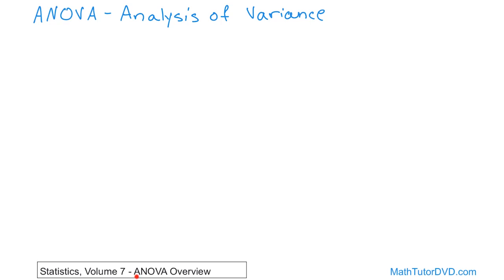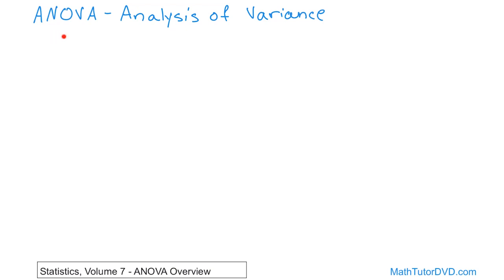What we're going to do now is start talking about the concept of ANOVA. This is a topic that is in the back of your statistics book. It's not difficult to understand, but there's a lot of components to it. So I want to give you a game plan here in the first lesson and give you an overview of what this really is. So I'm going to map it out for you.